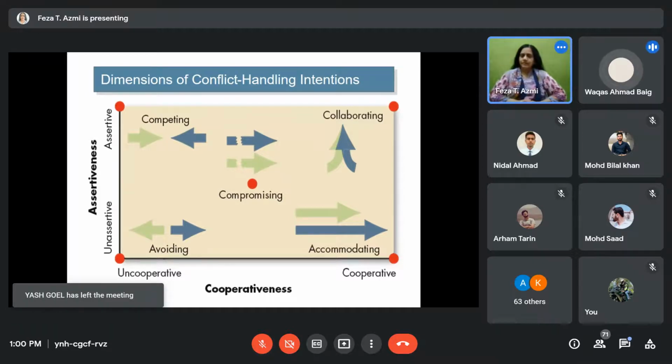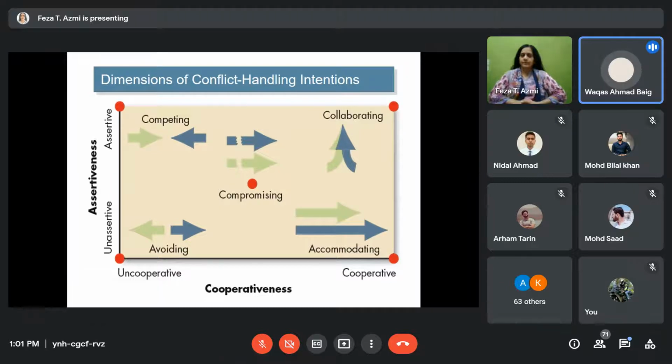Ma'am, I have a question. What if the decision is all about, like, there is no middle ground? What if it's a very critical decision, like to do or not to do? In that case, how can we opt for anything else? Like, we have to compete to get our idea through. Ma'am, what if the question is about a critical decision, like the only options are to do or not to do? There are certain situations.